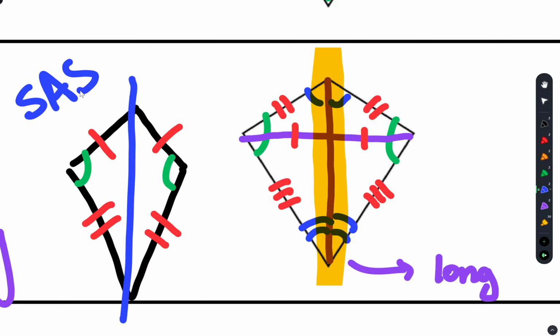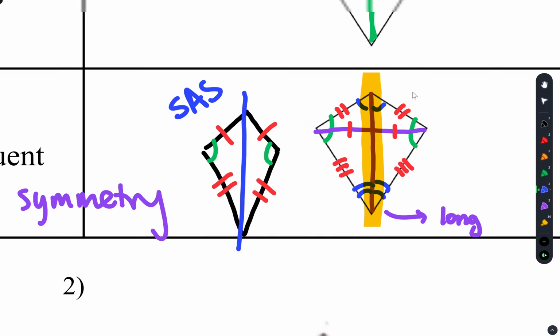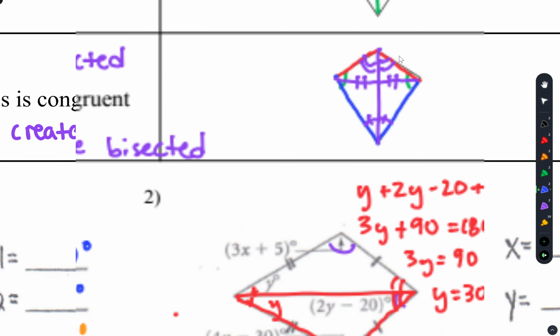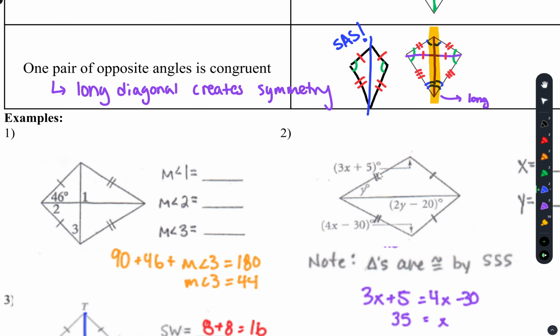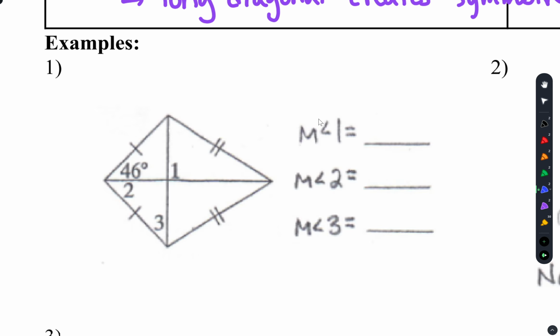So side angle side gives us pretty much everything in these kites. From that line of symmetry in the middle, those two triangles are congruent by side angle side. Everything we get is side angle side here. Okay, beautiful. So those are our kite properties. There's a lot of things that are congruent in a kite. Let's take a look at example 1.